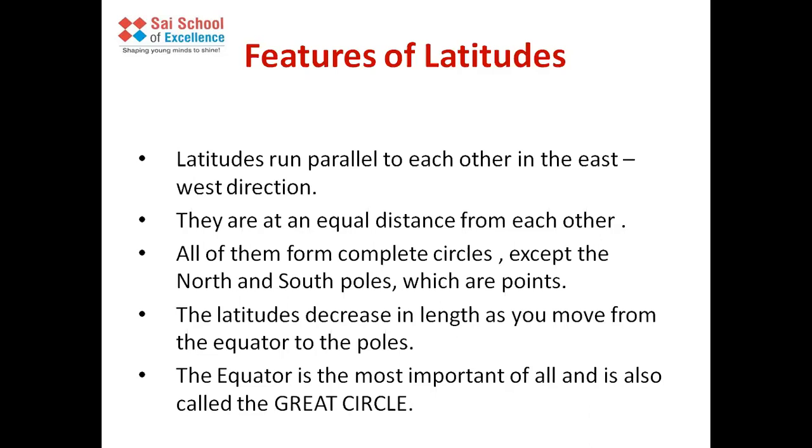The latitudes decrease in length as you move from the equator to the poles, whether it is the South Pole or the North Pole. And the last one is that the equator is the most important of all and is called the great circle. So the equator is also called the great circle.